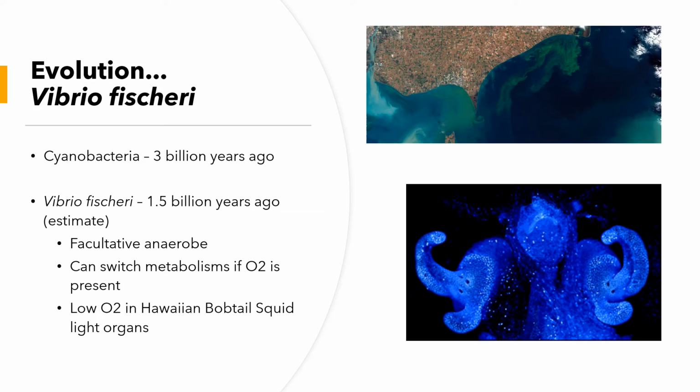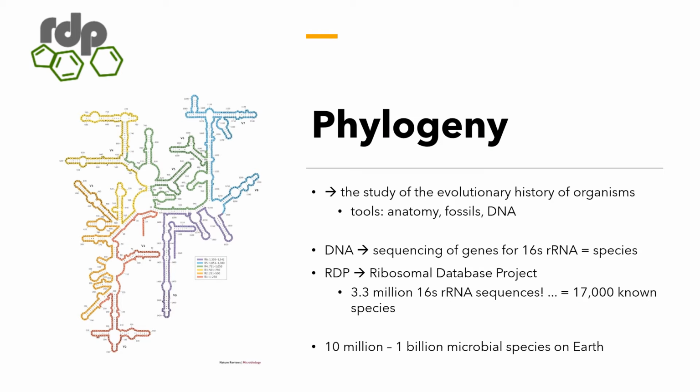Vibrio fischeri has co-evolved with the Hawaiian bobtail squid, providing bioluminescence and living in its light organ, where there's low oxygen present. The way that we track the evolution that these microbes have been doing is by phylogeny. Phylogeny is the study of the evolutionary history of organisms, and scientists use anatomy, fossils, and DNA to get a look at its ancestry. So by sequencing the genes of 16S rRNA, we can actually tell what the species is of the organism and species that it's related to.